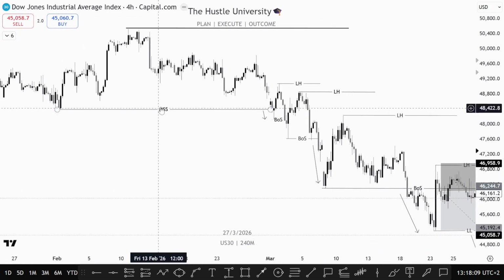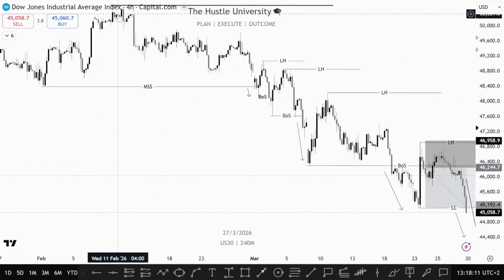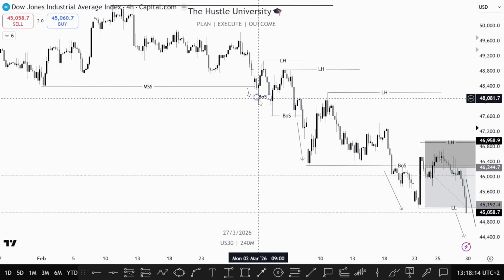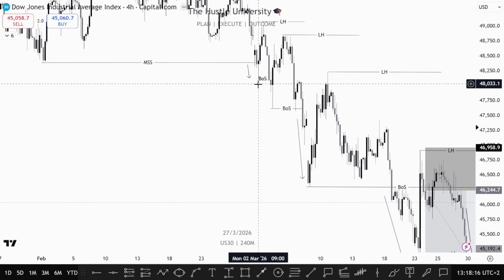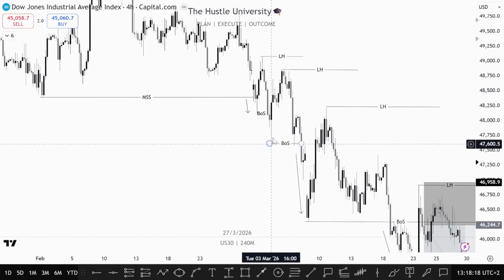And the Dow Jones also same thing where the market structure shift, price from the higher high that was made, price ended up making a market structure shift to the downside, price ended up giving an indication, lower high, lower low, lower high.